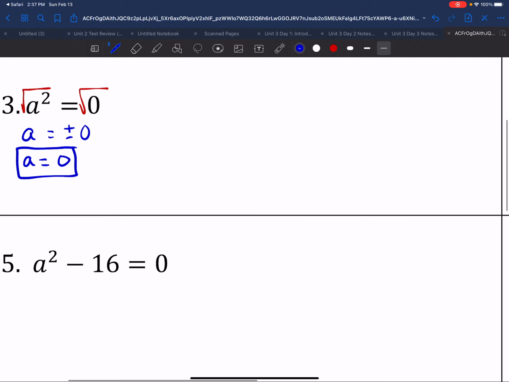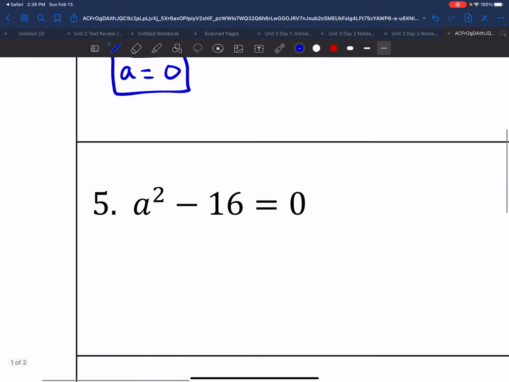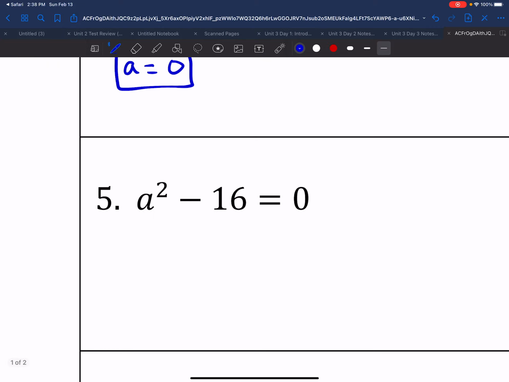Okay, here we go, number 5. Okay, what do we notice? Well, we have a squared minus 16 is equal to 0. When we're solving equations by using square roots, you have to make sure that the variable that's being squared is by itself. Is this a squared by itself? No, because this minus 16 is in the way. So I have to do what?